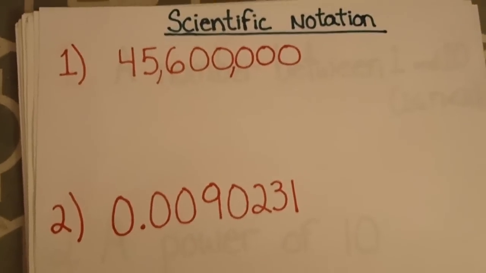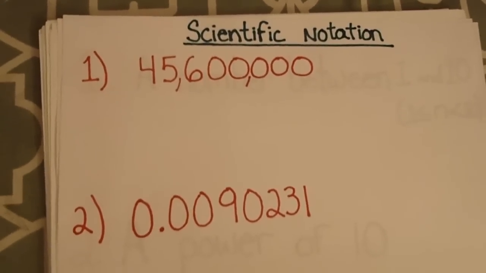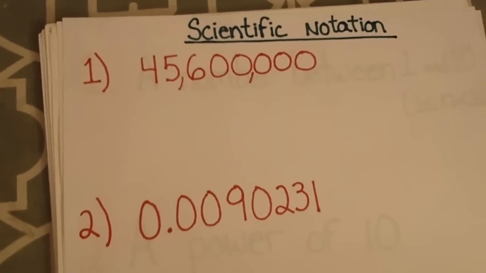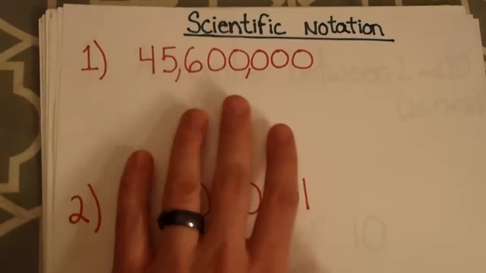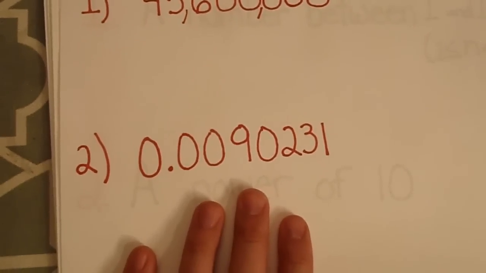Right now we're going to talk about scientific notation and why we need it. Scientists came up with scientific notation because they realized very quickly that they sometimes have to work with really, really big numbers. Take a look, like this. This is a big number. And sometimes we have to work with some really, really small numbers.